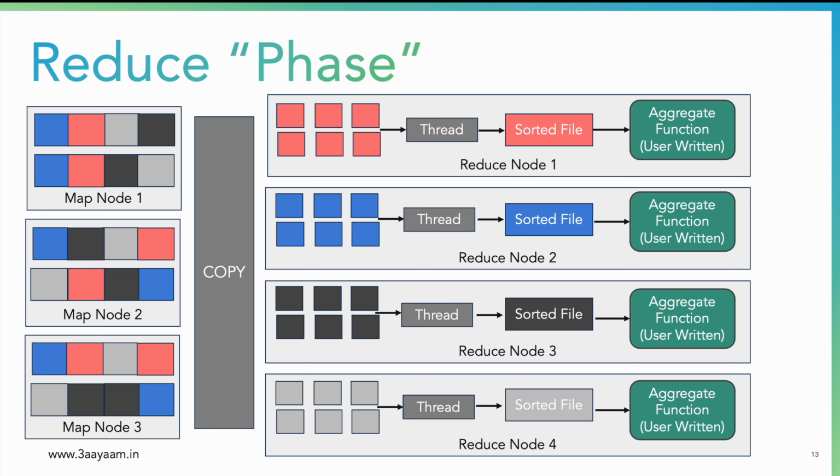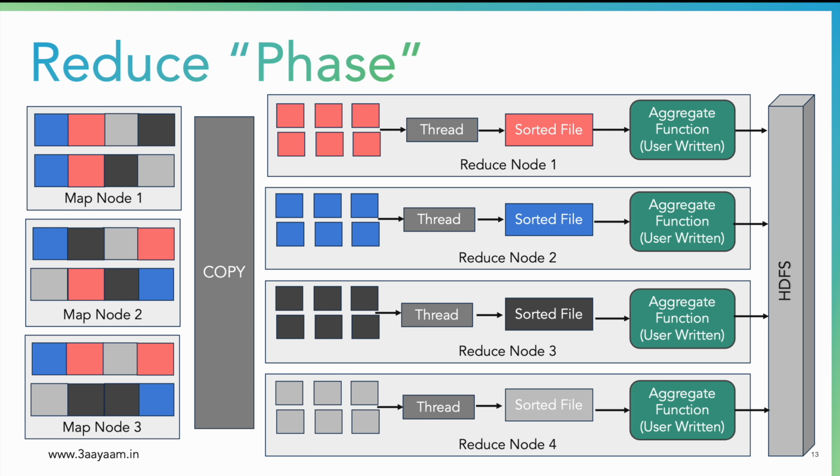And eventually the records would be written to a distributed storage like HDFS or AWS S3 or Google Cloud Storage. So this is, at a very high level, what the map phase and the reduce phase do. The purpose of the map phase is to read records one by one and apply the transformation logic written by the user on those individual records. And the purpose of the reduce node is to apply the aggregation logic written by the user on the records.